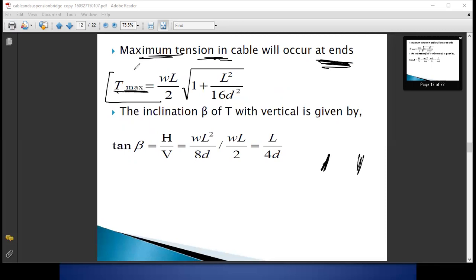T max is nothing but square root of H square plus V square. So this is your T max. Beta angle is with respect to vertical. So this is your tension. This, with respect to the vertical, is beta. So tan beta is equal to H by V.